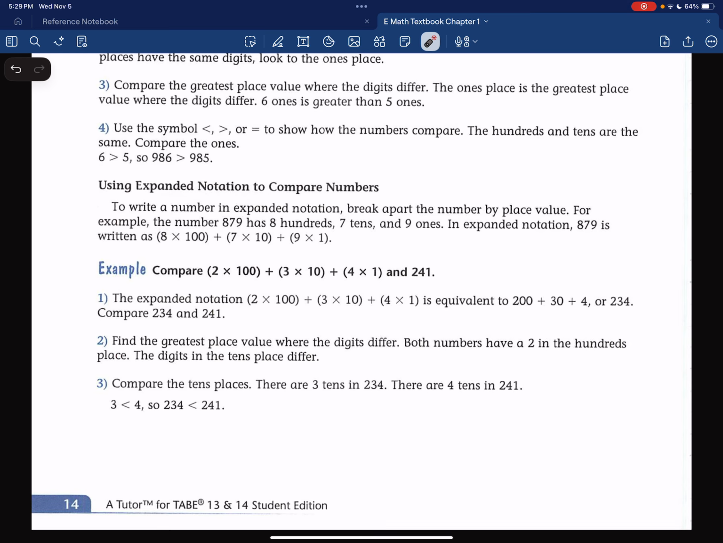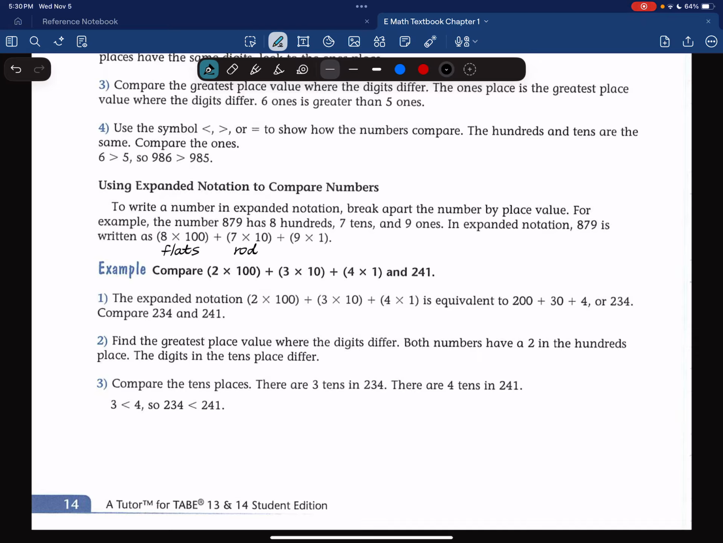In expanded notation, 879 is written as 8 times 100. Those are our flats. 7 times 10, those would be rods. And 9 times 1, those would be cubes. And you have addition signs in between.